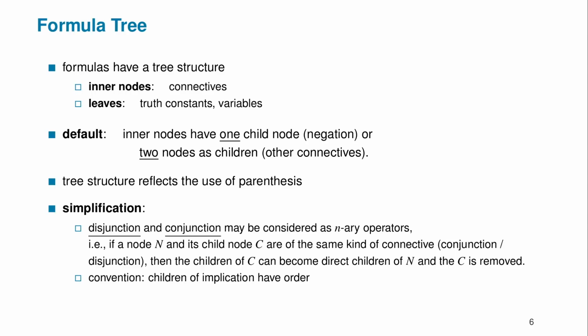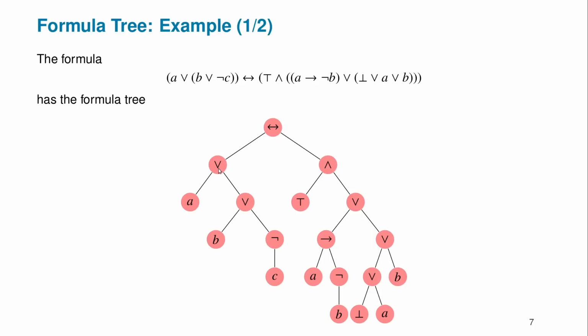Okay, and importantly, the tree structure reflects the use of parentheses, so we have a unique data structure to represent a formula, and this is very easy to process and also very easy to evaluate. Now let's look at an example. We have this huge formula here, and in the first step, in order to obtain the tree, we just write down the variables and the truth constants, these are the leaves of the tree, and then we connect them respectively.